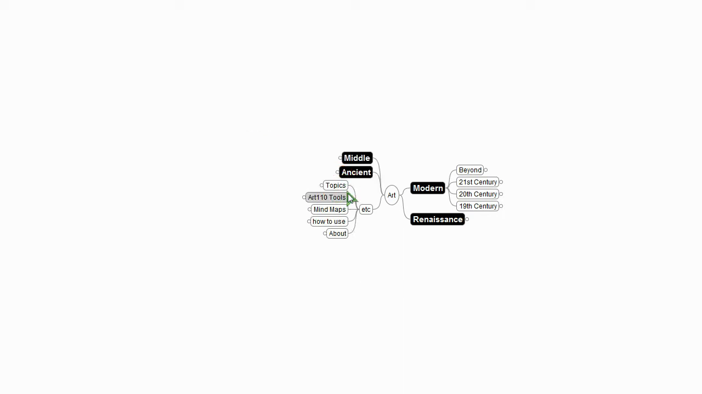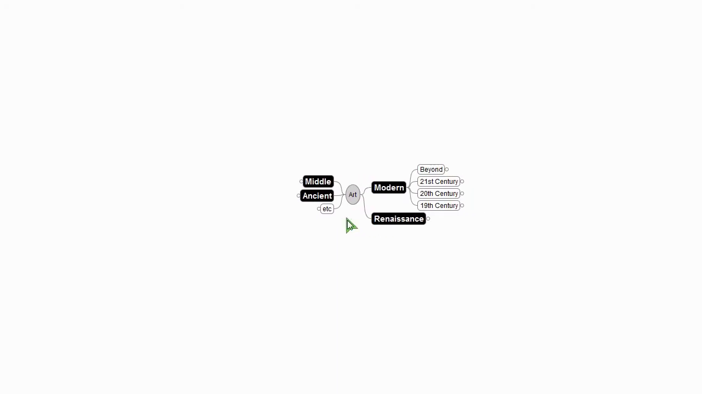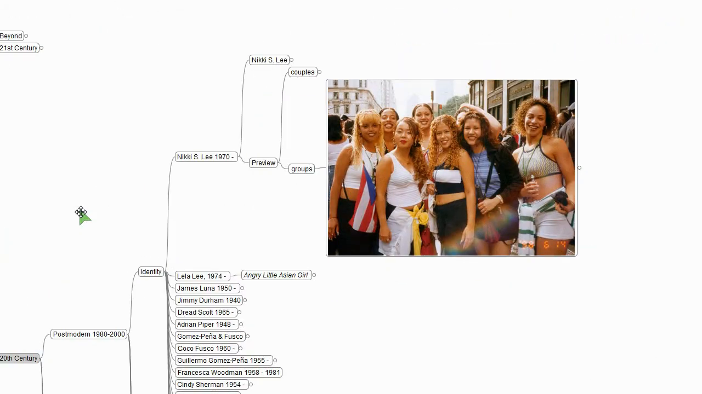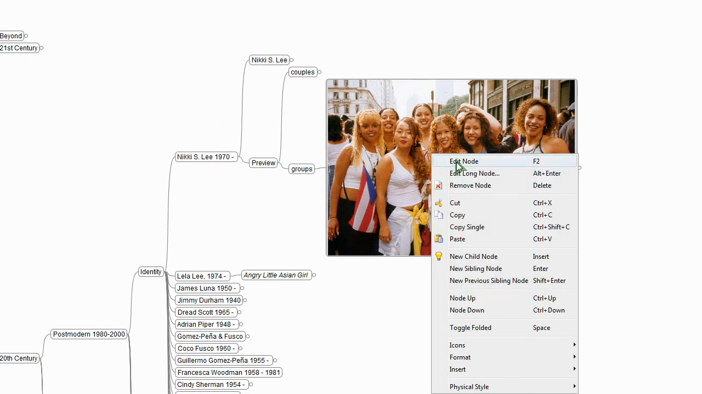And I should mention that this is a sort of textbook, but it's different. Like a paper textbook, you can write on this textbook, but unlike a paper textbook, you can tear out pages and throw them away, and you can sew in new pages if you want. So we were just looking at Nikki S. Lee. For any of these nodes here, if you right click, you'll see some choices, like you can edit the node, but then there's also new child, new sibling. A child is a node below and a sibling is a node parallel to.